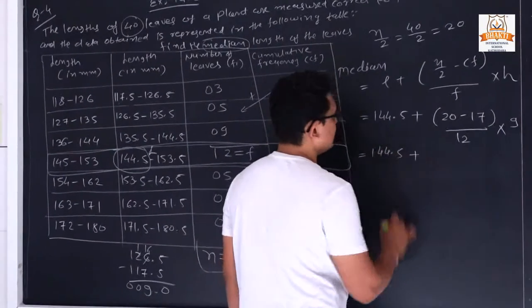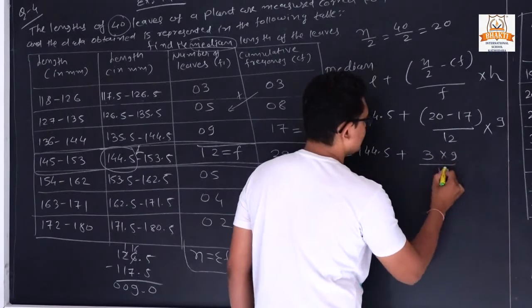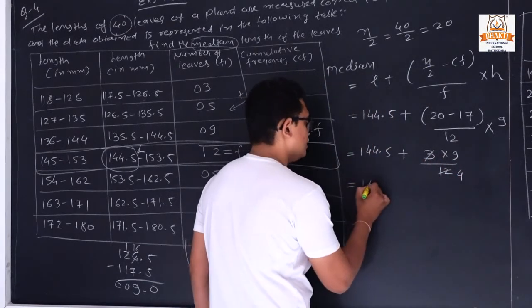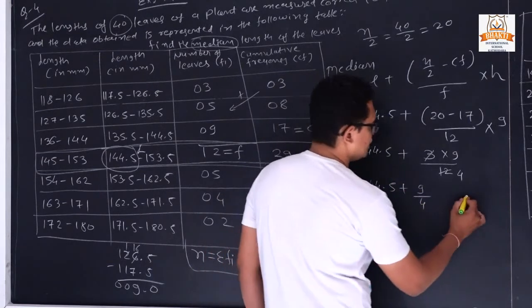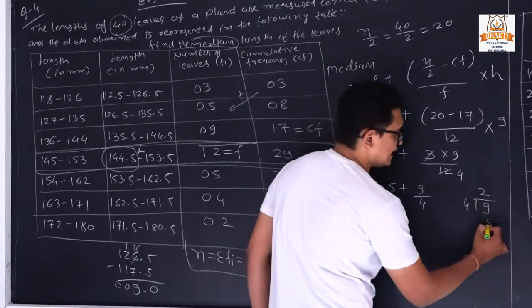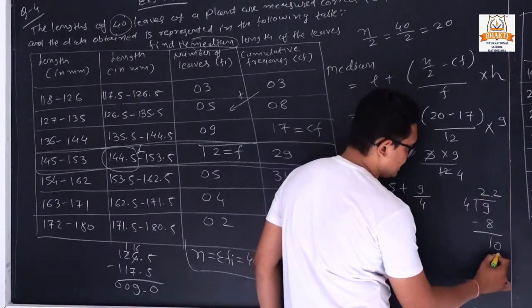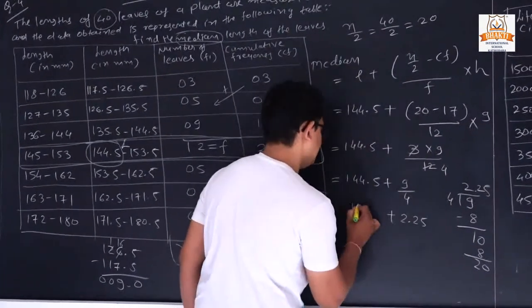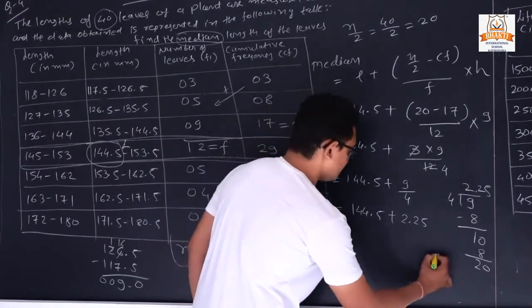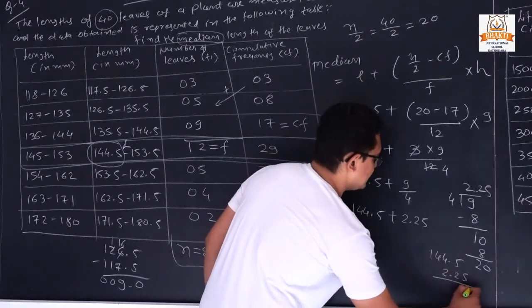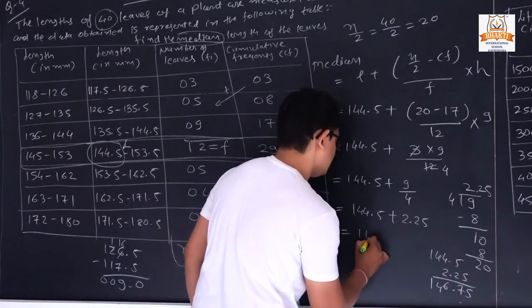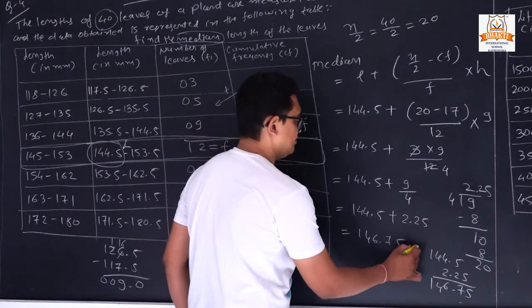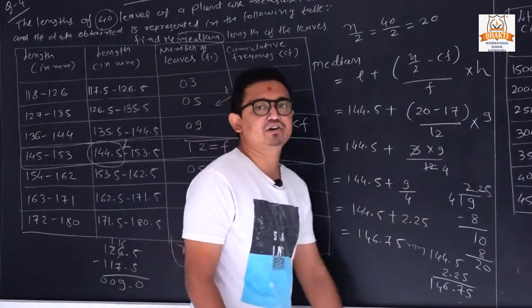Now 144.5 plus 3 into 9 upon 12, because 20 minus 17 is 3, and it is multiplied by 9. 3 fours are 12, so 144.5 plus 9 divided by 4. Now perform the division. 4 twos are 8, so we have a 1. 4 twos are again 8, so we have a 2. Once again we put 0. 4 fives are 20, so the answer is 2.25. Now add these both: 144.5 plus 2.25 is 146.75. So what is the value of the median? 146.75 millimeter.